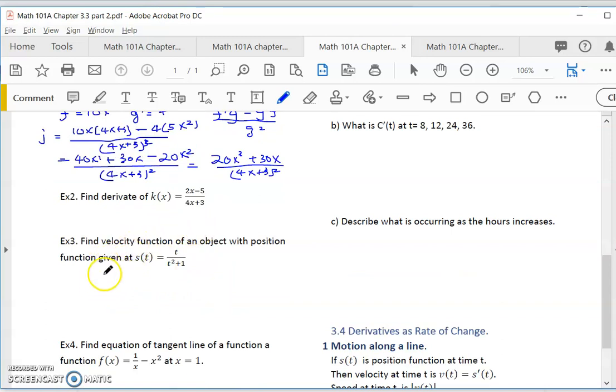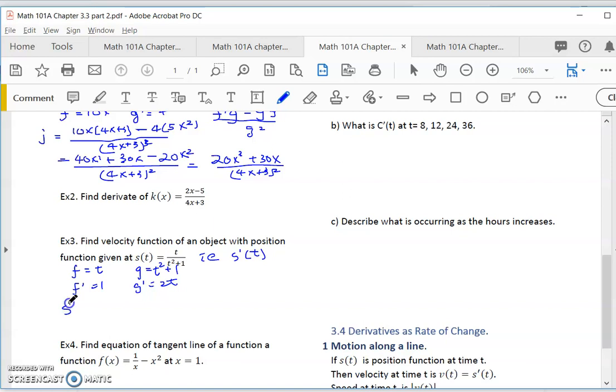We want to find velocity, meaning that we need s prime of t. It is a quotient, so we would do the f prime g and g prime f. This is easier. F is t. G is t squared plus 1. So f prime is equal to 1. G prime is 2t. So they're pretty simple.